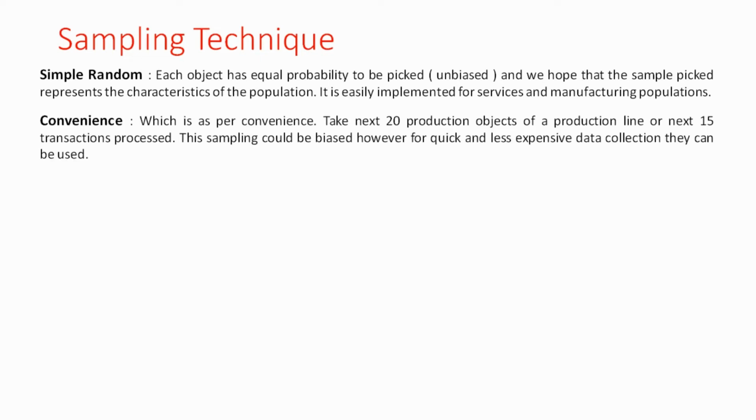The second one is convenience sampling, which is as per convenience. Take the next 20 production objects of a production line or the next 15 transactions processed. This sampling could be biased.